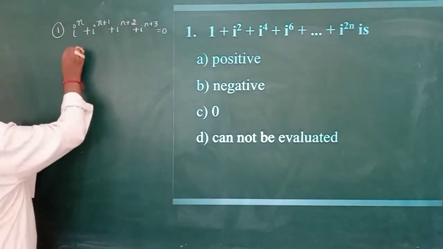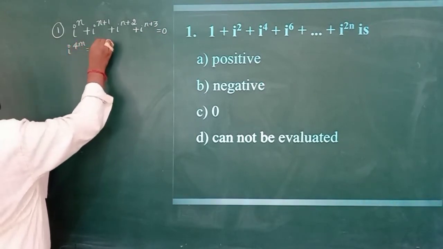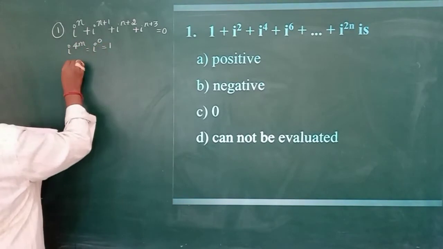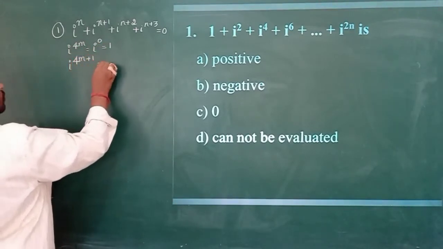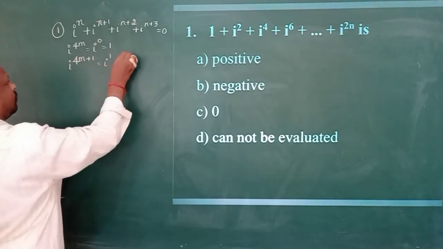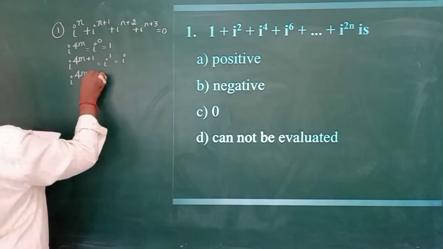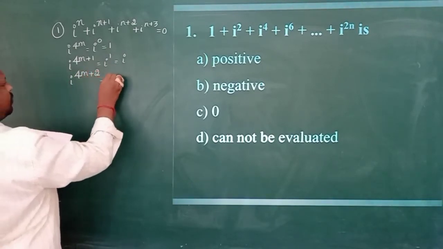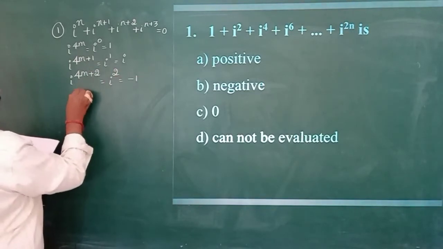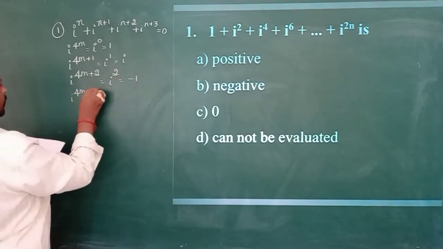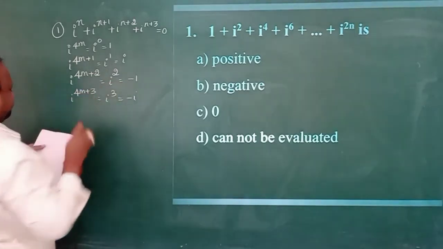And i to the power of 4m or i to the power of 0 is equal to 1. i to the power of 4m plus 1 is equal to i power 1, which is i. i power 4m plus 2 is equal to i square, that is minus 1. i power 4m plus 3 is equal to i cube, that is minus i.